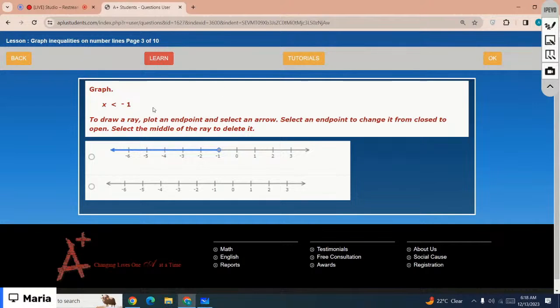The correct option is option number 1 because x is less than 1, right? So that means all the numbers that are less than 1 are the solution of the inequality, but not negative 1. So there must be an open circle on the negative 1 and this arrow must be pointing on the left hand side, because all the numbers that are less than 1 are on the left hand side. So the correct option is option number 1.